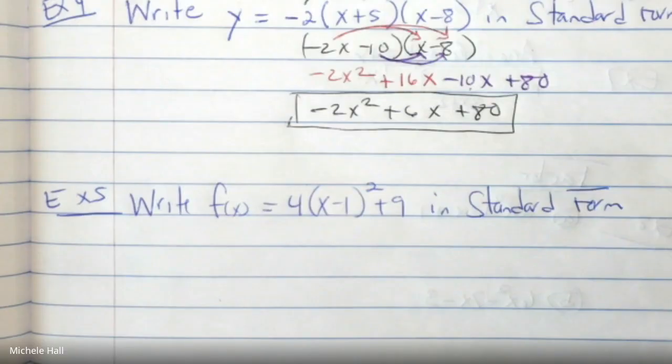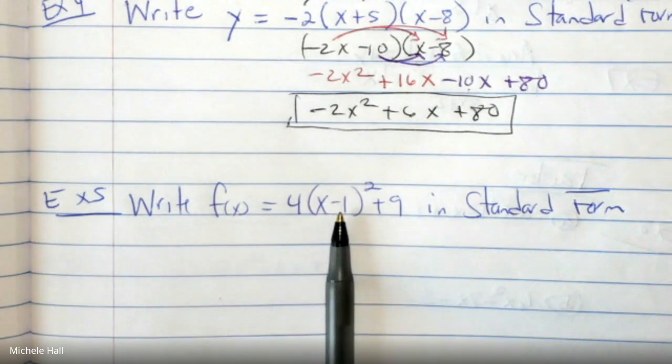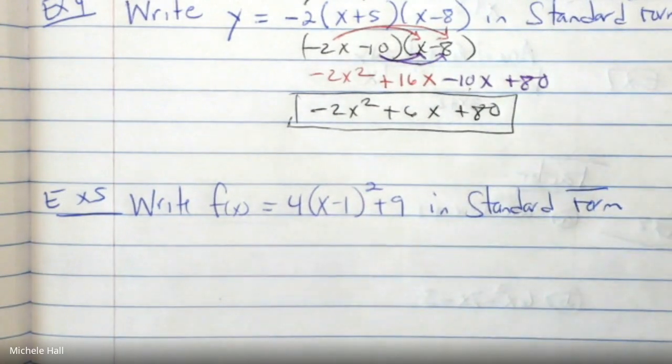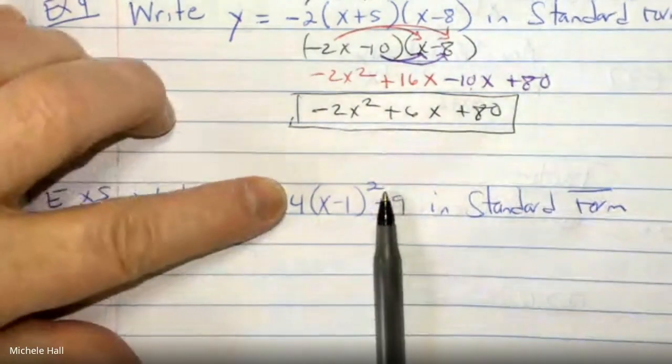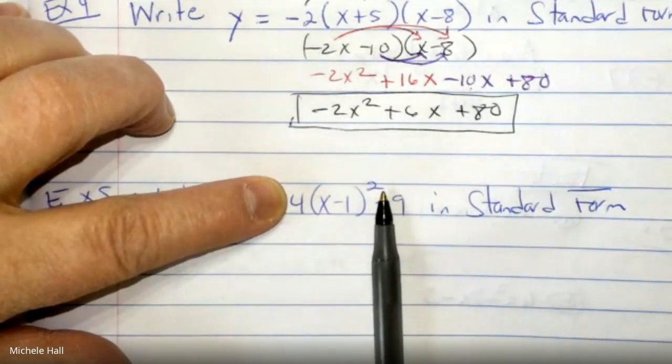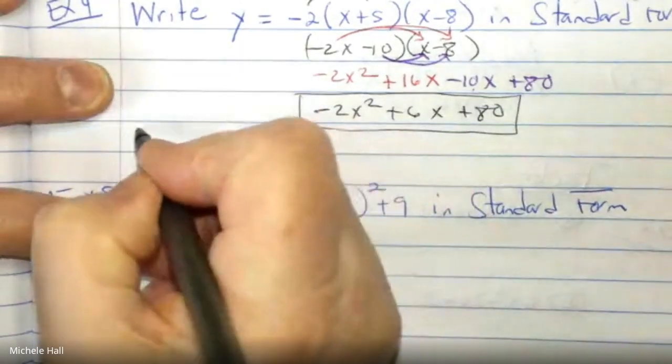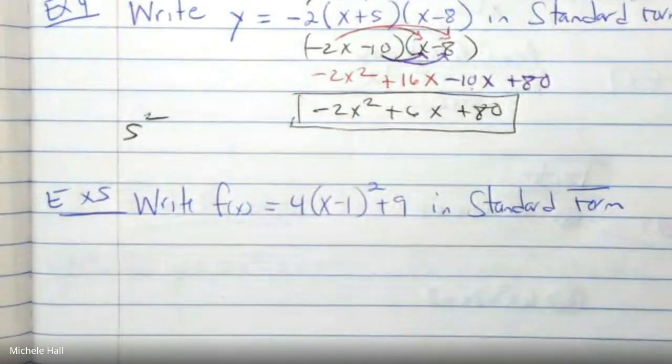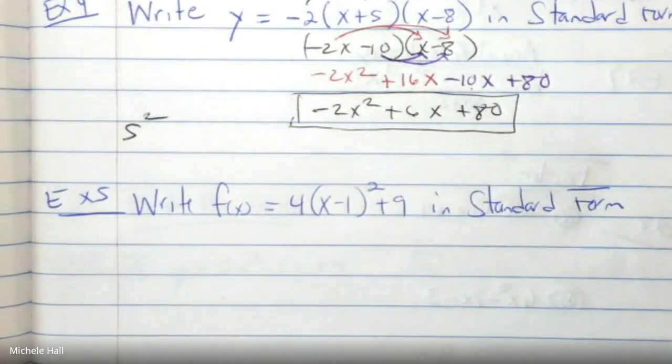I am trying to simplify, so PEMDAS still applies. Parentheses. Is there anything in the parentheses to be done? No. What comes after parentheses? Exponents. So I need to take care of the x minus 1 squared, and it is not x squared plus 1. If I asked you what 5 squared means, what does it mean? I don't want to know what the answer is. What does it mean to be 5 squared? It means 5 times 5.